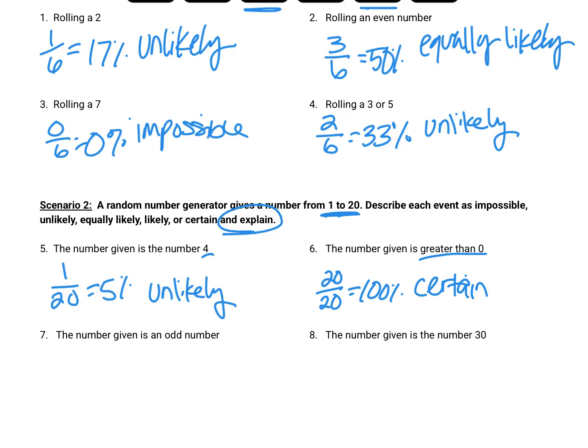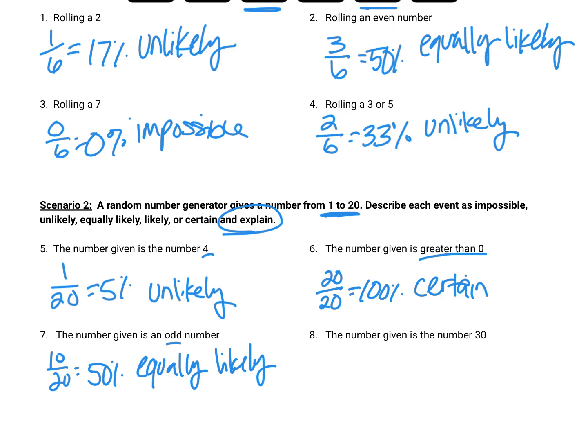Okay, looking at number 7. The number given is an odd number. Remember, odd numbers are 1, 3, 5, 7, and so on. So this is going to make up half of the numbers out of the 20 that we could generate, so 10 out of the 20. This would be 50%. Anytime it's 50%, this would be equally likely. And remember that means that you are as likely to land on an odd number as you are to land on an even number because we have the same amount for each.